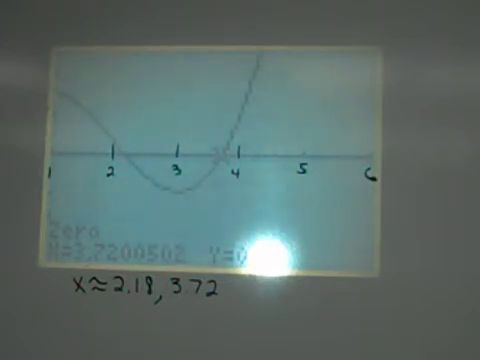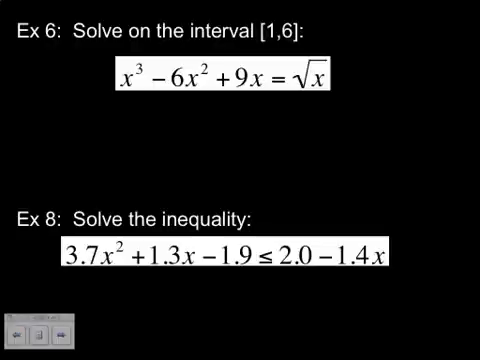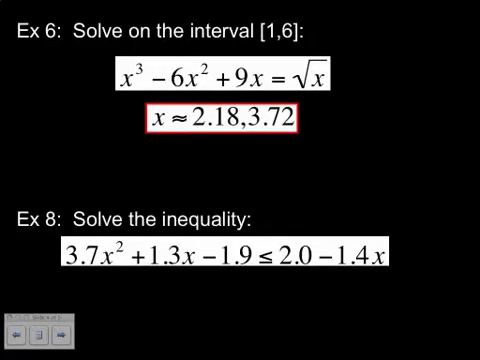So those are our two solutions for this equation that are included in the boundaries that they give us between 1 and 6 in that closed region. And that does match up with our solutions 2.18 and 3.72.